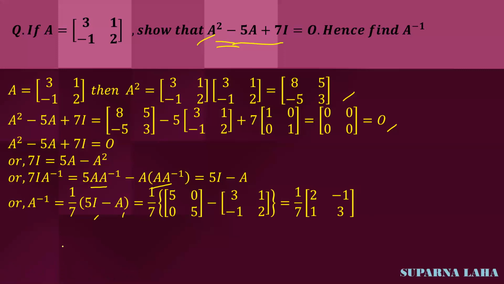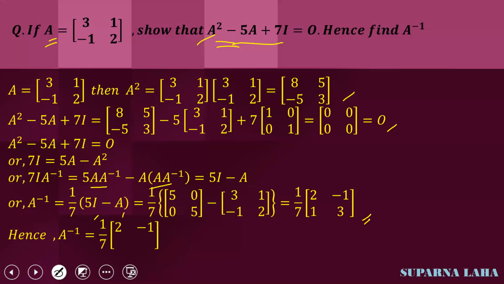You can verify also by finding A inverse from A. You can find A inverse from this matrix A also, and you can verify that both the inverses are the same or not. So verify it by yourself. So here your A inverse is given by 1 upon 7, 2, minus 1, 1, 3. So this is your answer.